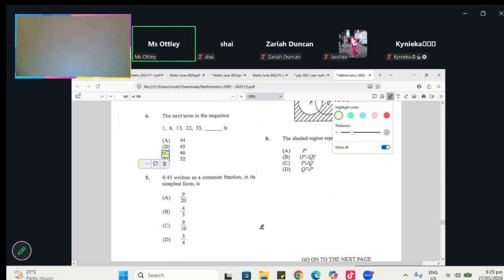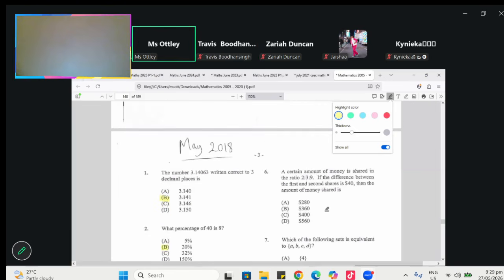0.45 written as a fraction in its simplest form is A. Lovely. Let's see. Right. A certain amount of money is shared in the ratio 2 to 3 to 9. If the difference between the first and second shares is $40, what is the total amount of money shared?